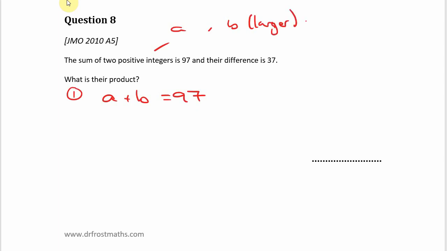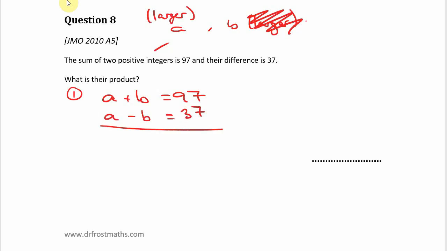Actually, no. I'm going to say a is the larger number. So a minus b would give us the positive number of 37. I can then add these to eliminate my b. So 2a equals, well, what's 97 plus 37? I've got this written down. 134. So divide that by 2. A is going to be 67.